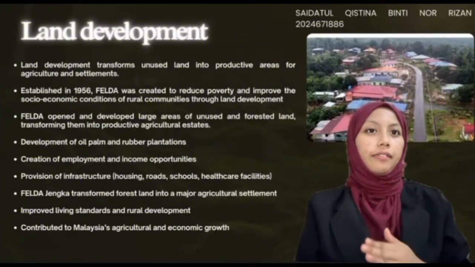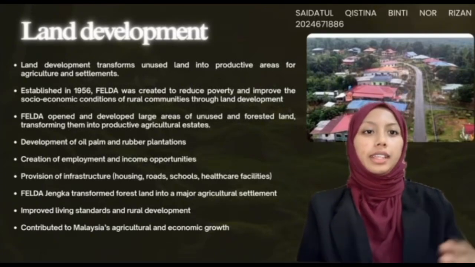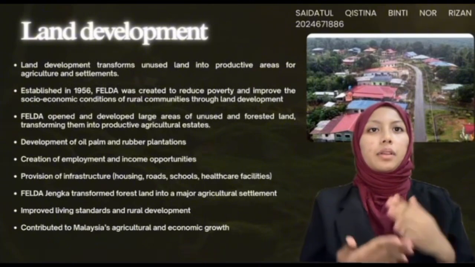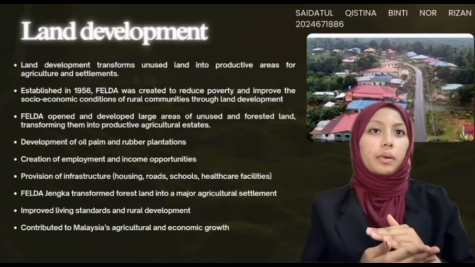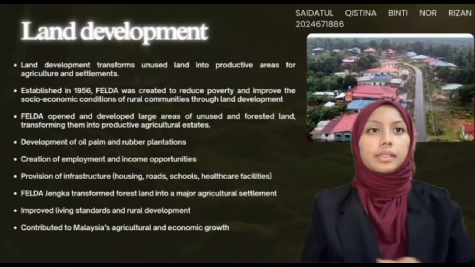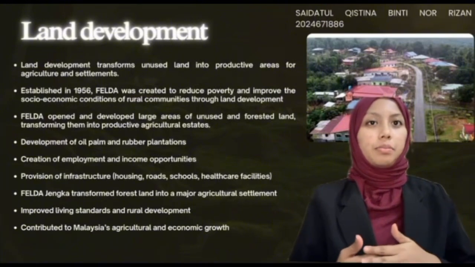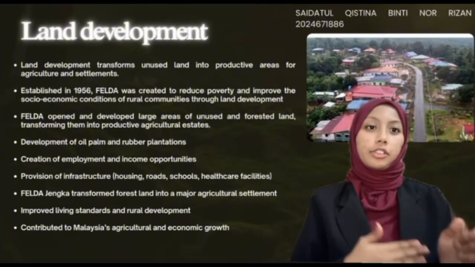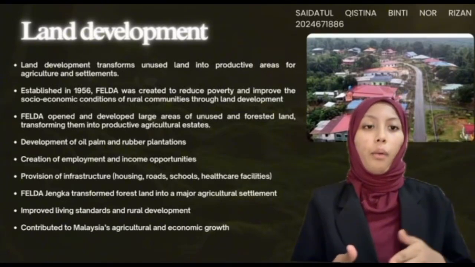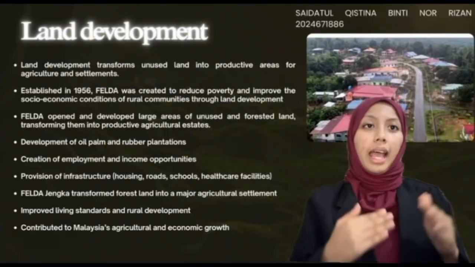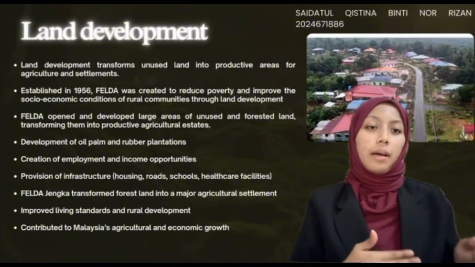So another effort of Felda is land development. Land development refers to improving land so it can be used more productively for society. It involves clearing land, building infrastructure and supporting agriculture, which help boost economic growth and improve people's livelihood. In Malaysia, this effort was strengthened with the establishment of the Federal Land Development Authority, or Felda, in 1956. Felda was created to reduce poverty and develop rural areas by providing land and opportunities for farming communities.